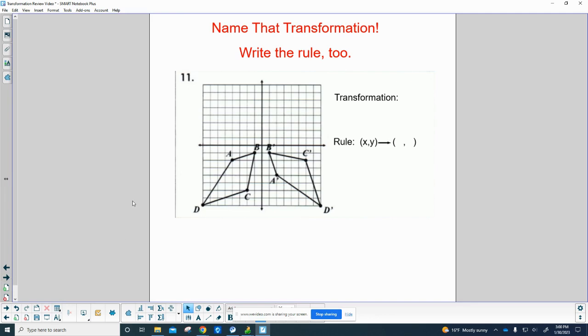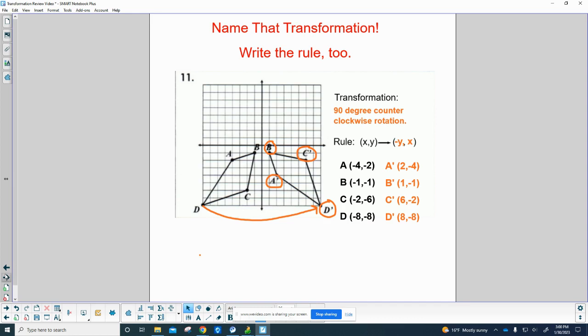Okay, so we've got here on number 11 a transformation, and we want to name the transformation and write the rule. So this is a 90-degree counterclockwise rotation, and the rule for that type of rotation is (x, y) becomes (-y, x). And so here's what the new coordinates look like after we go through that rotation.